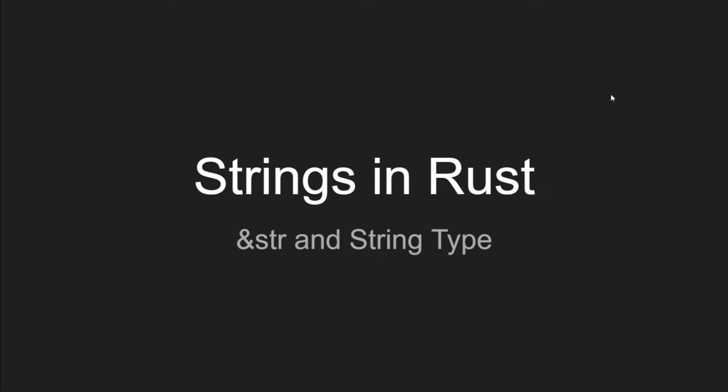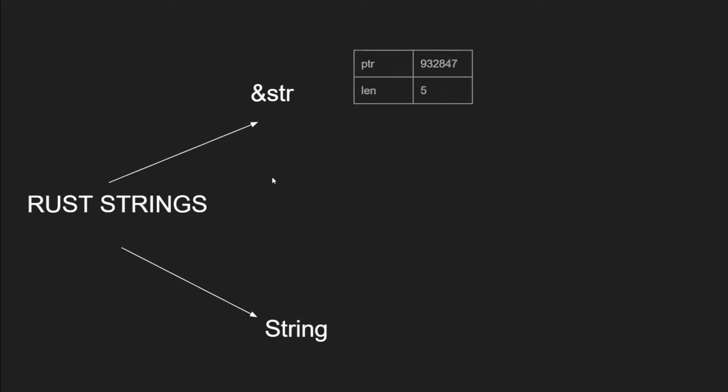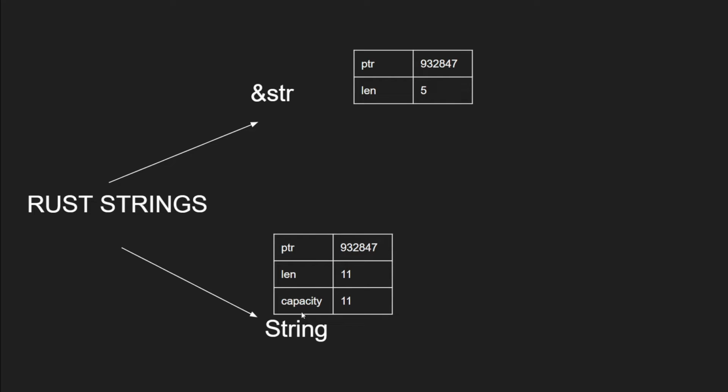Okay, so welcome to this tutorial of strings in Rust, the &str and the String type. Rust has two types of strings, the &str and the String struct. The &str is similar to a slice, a string slice that has a pointer that points to an address in memory and has a length. And the String struct has a pointer, a length, and a capacity.